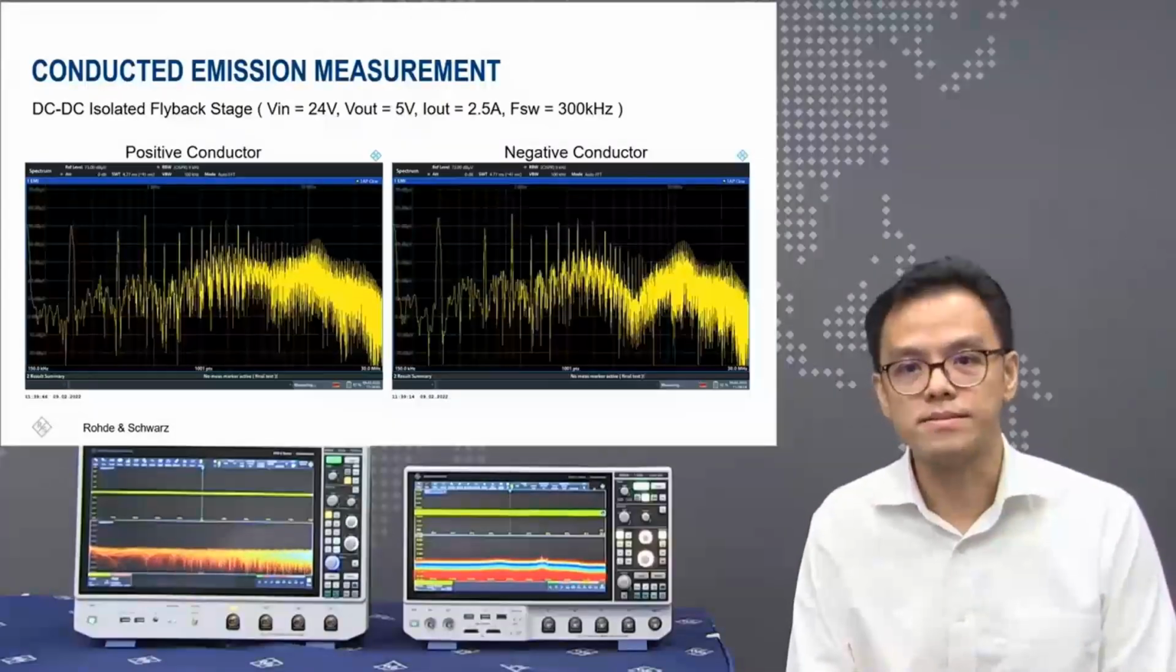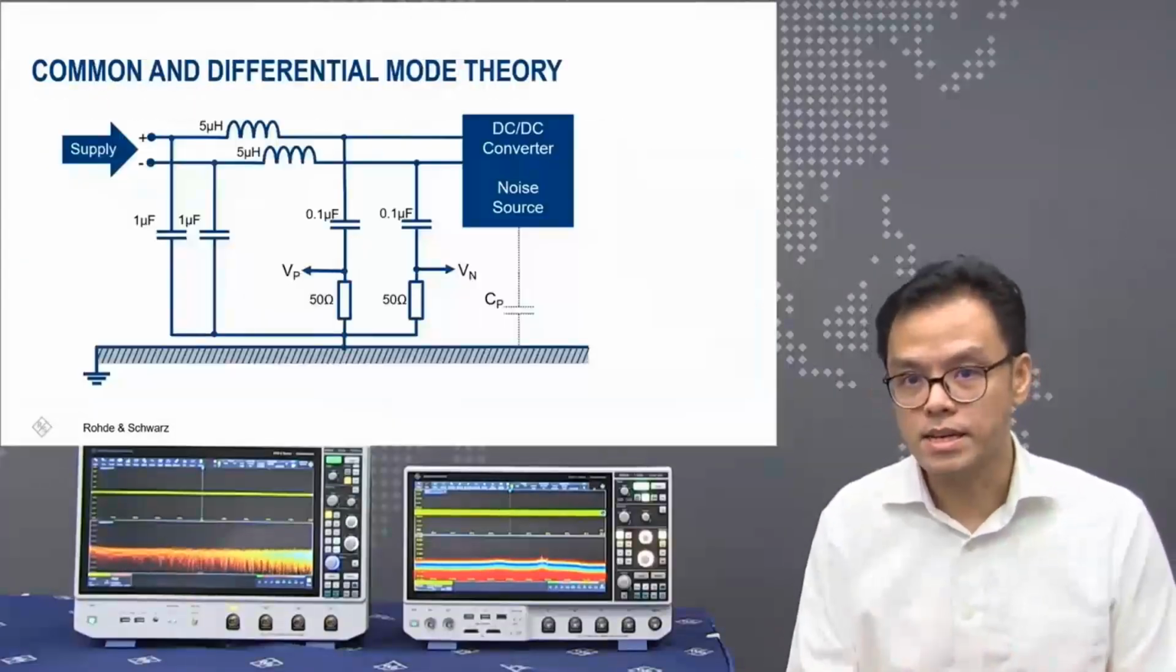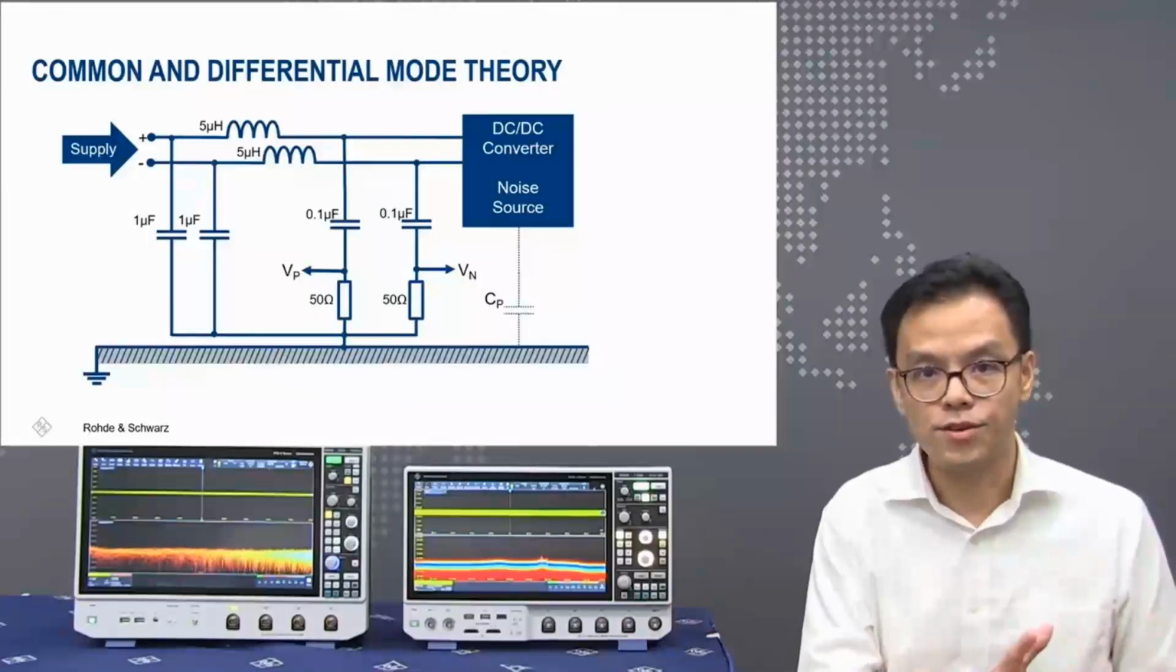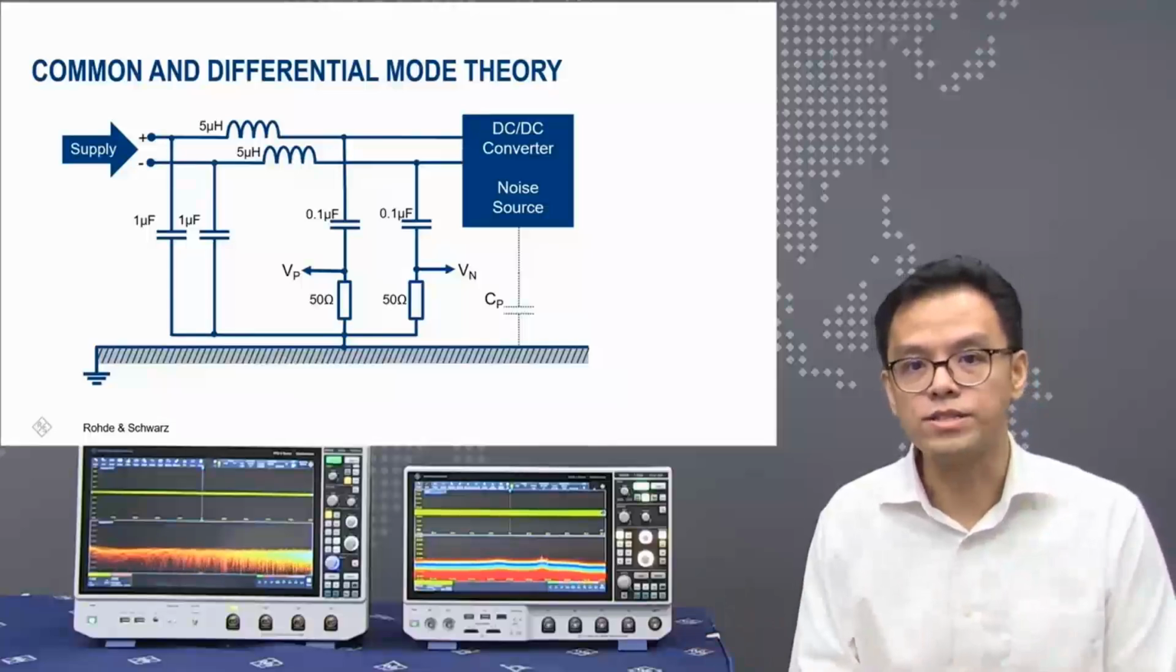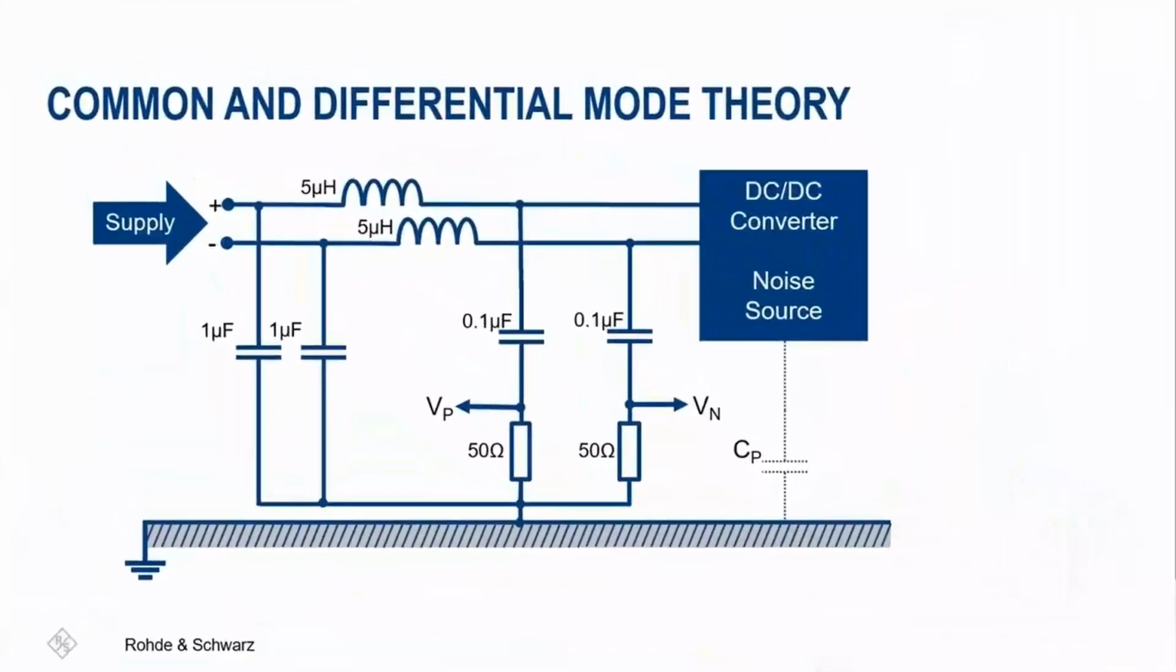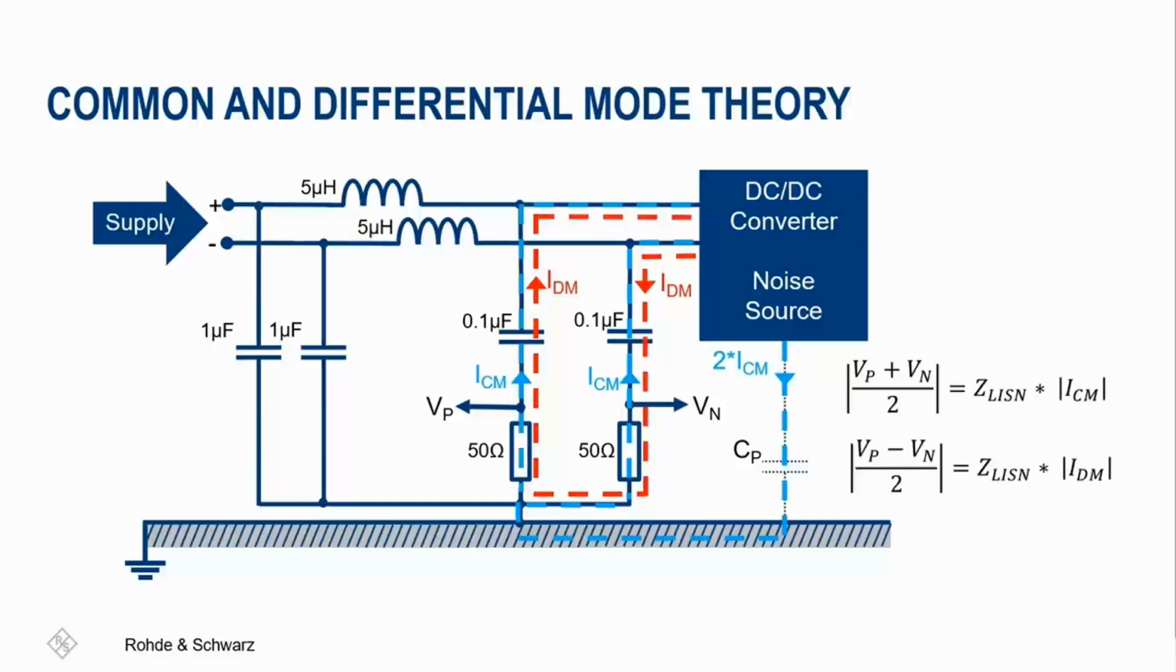Let's revisit the circuit. We can simplify the LISN into capacitors and inductors with Vp and Vn as noise outputs, determined by 50 ohms. The device under test, or the DUT, is a DC to DC switch mode power supply. Noise must pass through the earth plane and return to the converter. Differential mode noise creates a return path between the Vp and Vn lines. With the right calculation, it is possible to determine the common mode and differential mode using the values we get from Vp and Vn.